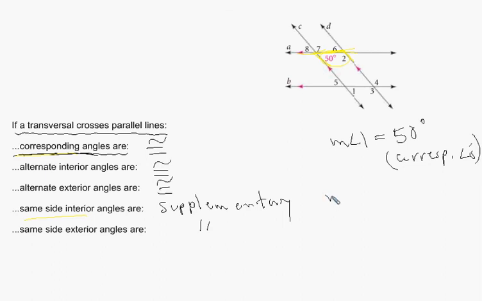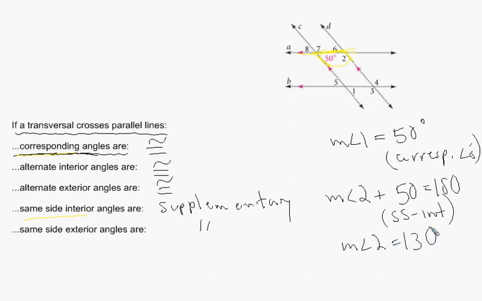So that means the measure of angle 2 plus 50 equals 180. And I can justify that because they are same side interior angles. So I'll just note same side interior. If I was doing a proof, that would be my justification. And I subtract 50 from both sides, and I get the measure of angle 2 equals 130 degrees. And of course, you can justify that with the subtraction property if you needed to.